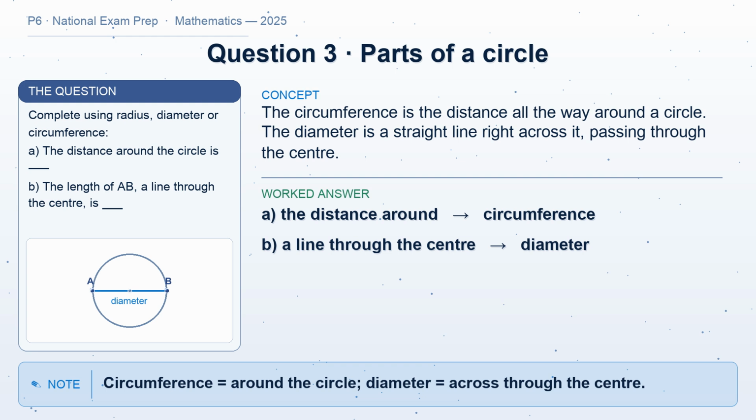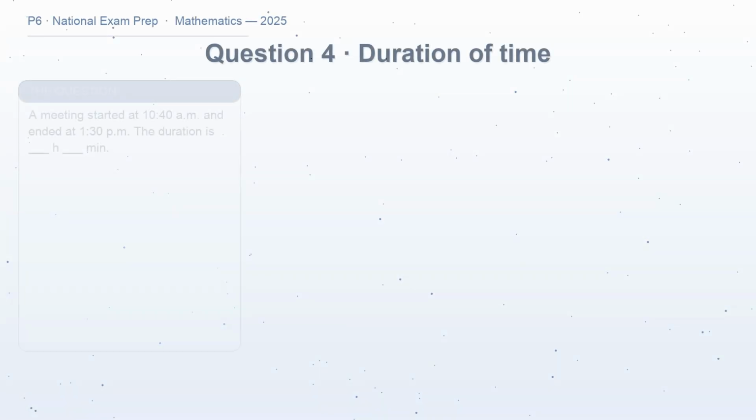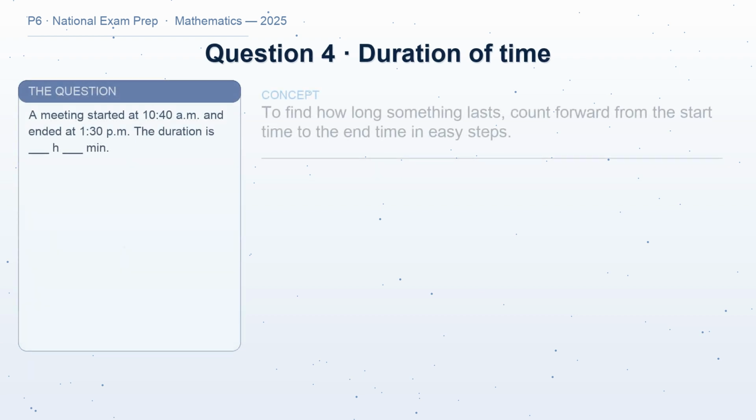For part A, the distance around the circle is the circumference. For part B, the line AB goes through the center, so it is the diameter. So the answers are circumference and diameter. Question 4. A meeting began at 10:40 in the morning and ended at 1:30 in the afternoon. How long did it last?